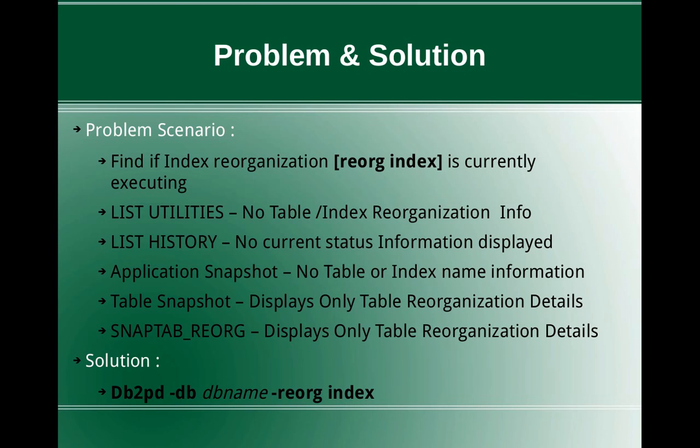And the table snapshot will display only table reorganization details. It will not display any index reorganization details. And snap tab underscore reorg, there is one admin view available, will also display only table reorganization details. It will not display index reorganization details. So the only way to find out the index reorganization details is to use the db2pd command: db2pd -db dbname -reorg index. The index is the keyword here. If you don't give the index keyword, it will only list table reorganization details.